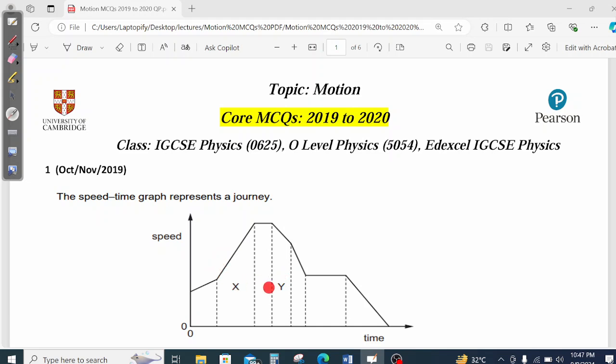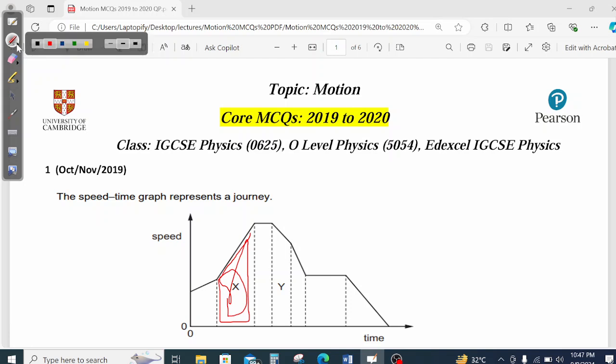It has mentioned two regions. First region is the X region, that I will share for your understanding. This is your X region. And the second one is the Y region, and the Y region is only this one.